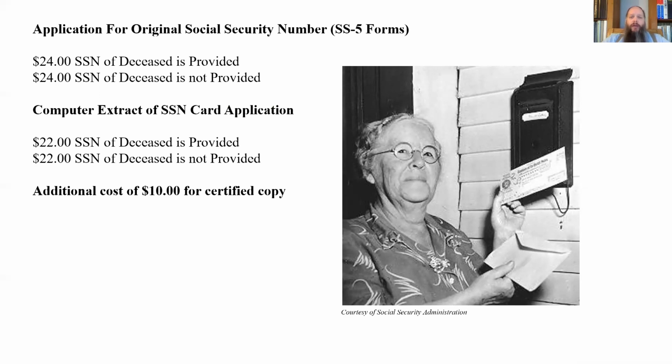If you want a computer extract of the card, which is commonly referred to as a numident, it's, as it implies, a computer extract. You do not get the handwriting, you do not get the signature. It's just a truncated, shortened, condensed version of the same information. That's $22, whether or not you know the number or not.